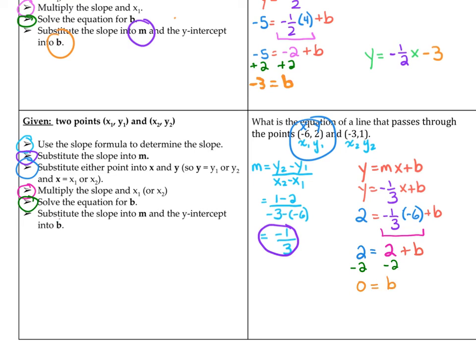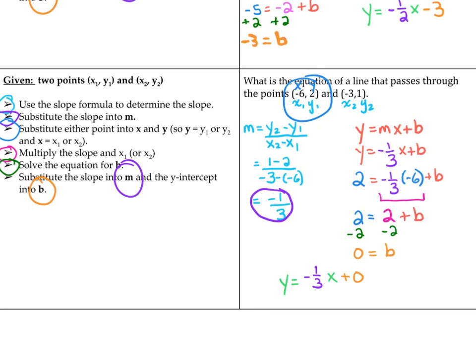So now what we're going to do is substitute the m and the b back into the equation. That makes the equation y equals negative 1/3 x plus 0, but for communication, you're actually not going to write the 0 because it's not necessary. So it's just negative 1/3 x.